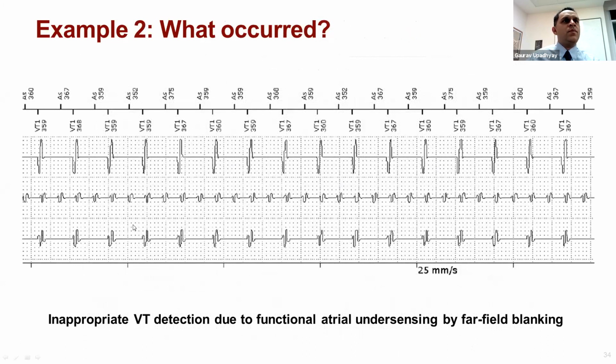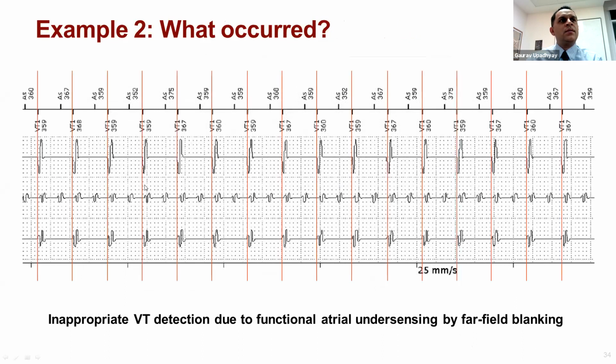Okay, so this one, here we've already got the answer on the screen. It's an example here of inappropriate VT detection because of functional atrial undersensing. Discriminators were programmed, but because of the nature of this arrhythmia, 2-to-1, there was blanking of the A channel. And with that blanking, it met detection criteria for VT as opposed to not meeting that criteria.